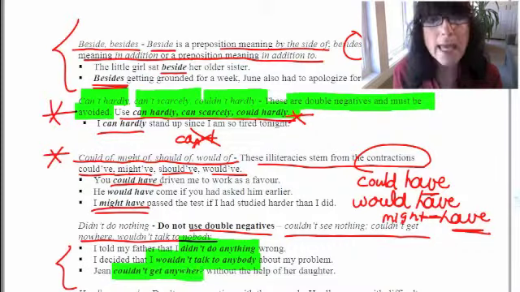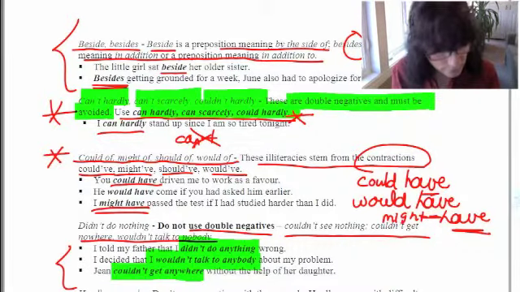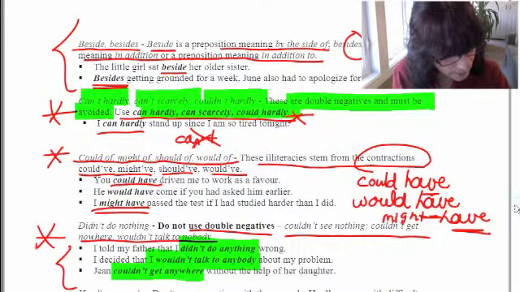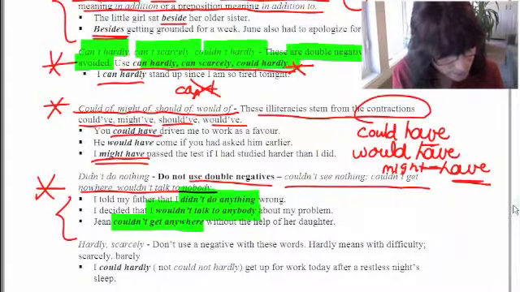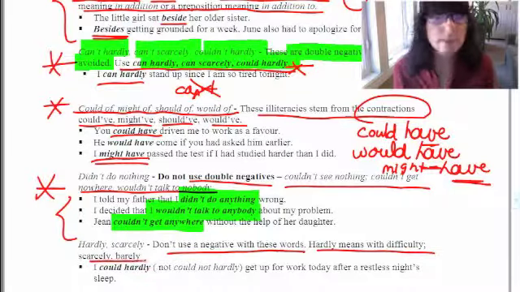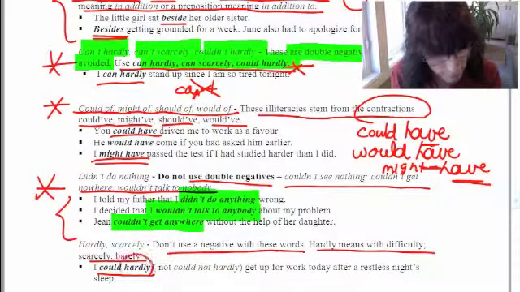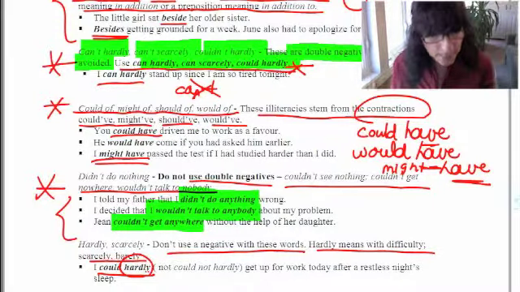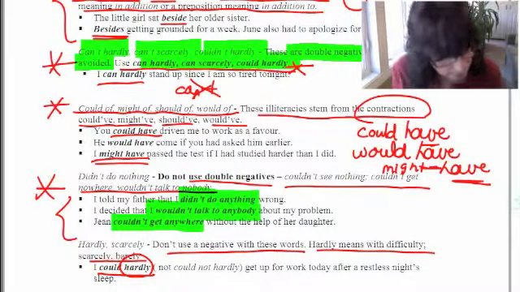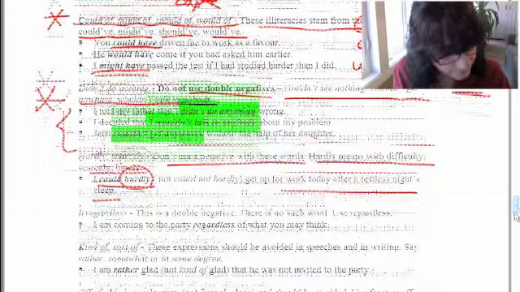She couldn't get anywhere without the help of her daughter. Okay, so another one that is important to remember. Hardly and scarcely, don't use a negative with these words. Hardly means with difficulty, and scarcely means I could scarcely do it. So you wouldn't say, I could not hardly get up for work today. You could say, I could hardly, because hardly already means you could barely do it. So you wouldn't say, I could not hardly. It's a double negative. So I could hardly get up for work today after a restless night's sleep.